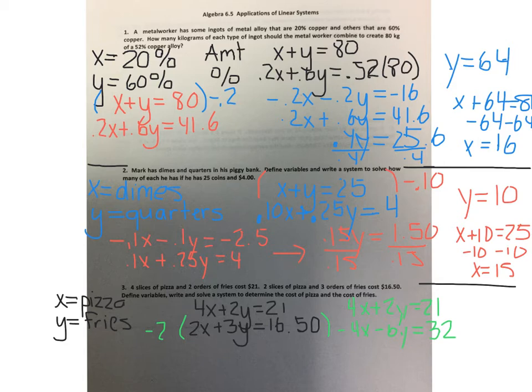If I do that, I'm going to end up with -4y is equal to -12. You're going to get y is equal to 3. So it costs $3 for pizza. Then you can plug back into the equation. If you do that, you're going to end up with $3.75 for fries. And it's okay to have a decimal for this because we're talking about money.